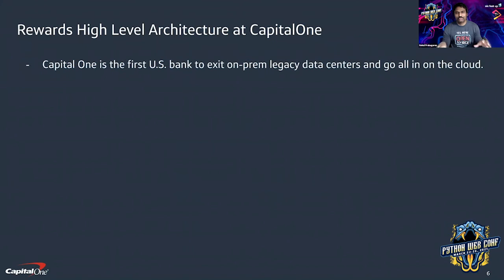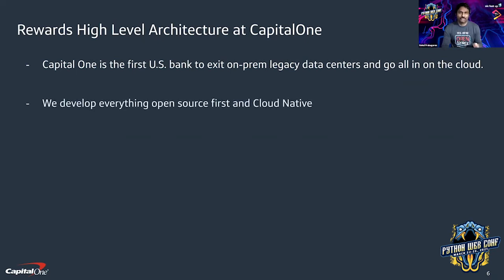Okay, before we dive in, I want to hit upon a few things, like how we are doing things at Capital One, right? Capital One is the first US bank to exit legacy on-prem data centers and go all in on the cloud. We develop everything open source and cloud native first. Rewards is one such application, built completely cloud native from the ground up, and that's what serves our customers, which I previously touched upon as well. If you are using any of our credit cards, everything in the backend is cloud native.